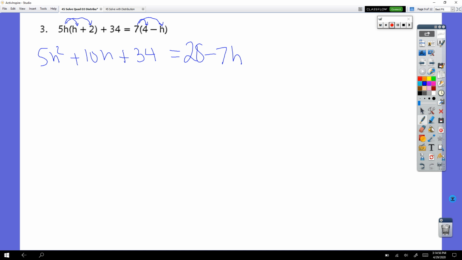Now I'm noticing that we do have a quadratic. So I see that first term, 5h squared. It's the only time that I see a squared or any other power that's written out. So that gives me a clue that the 5h squared is the term that kind of dictates what I do from here. So the 5h squared has a positive coefficient, that's the 5, and the squared is the greatest exponent. So I should move everything from the left over to the right. So I should subtract 28 from each side, and I should add 7h to each side.